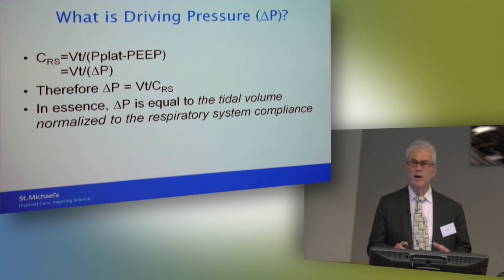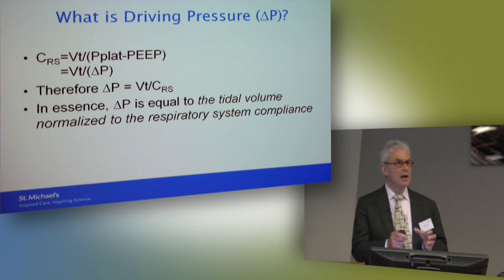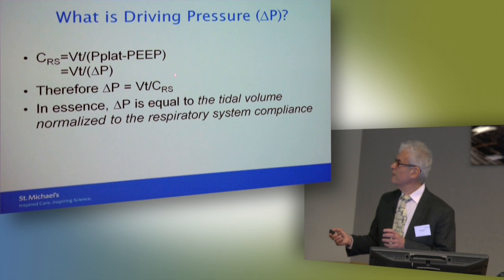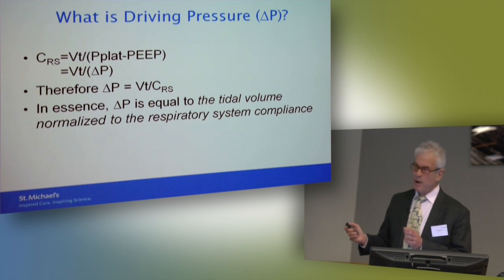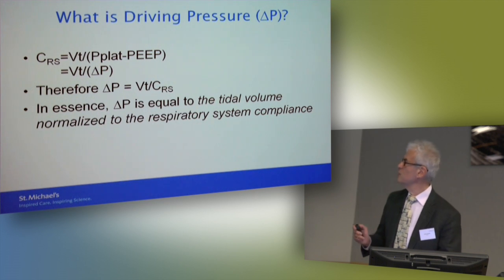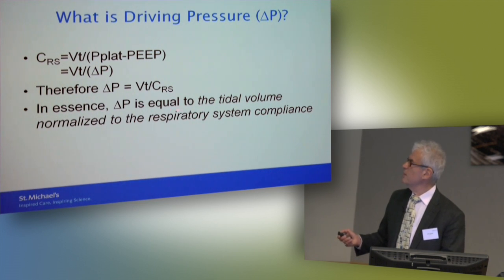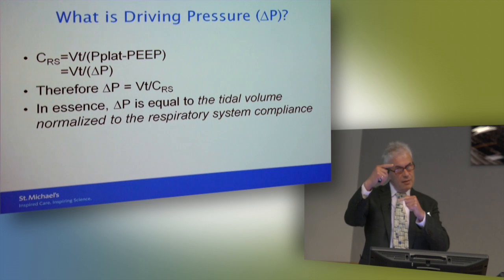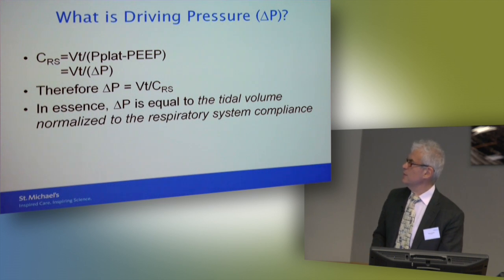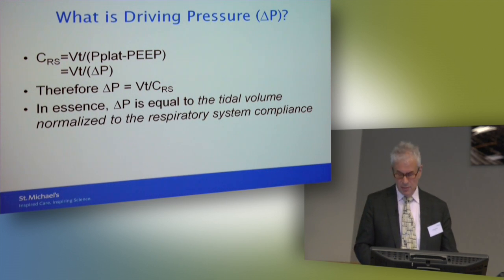And if you think about how you want to ventilate patients, if they have baby lung, a small bit of lung, you want to give the tidal volume based on the size of the lung. So this is a way of getting at that. Now, this is respiratory system compliance, and we can talk about that afterwards, whether that's an issue or not. But delta P is equal to the decrease from plateau pressure to PEEP, but as I said, can be thought of as the tidal volume normalized to respiratory system compliance.